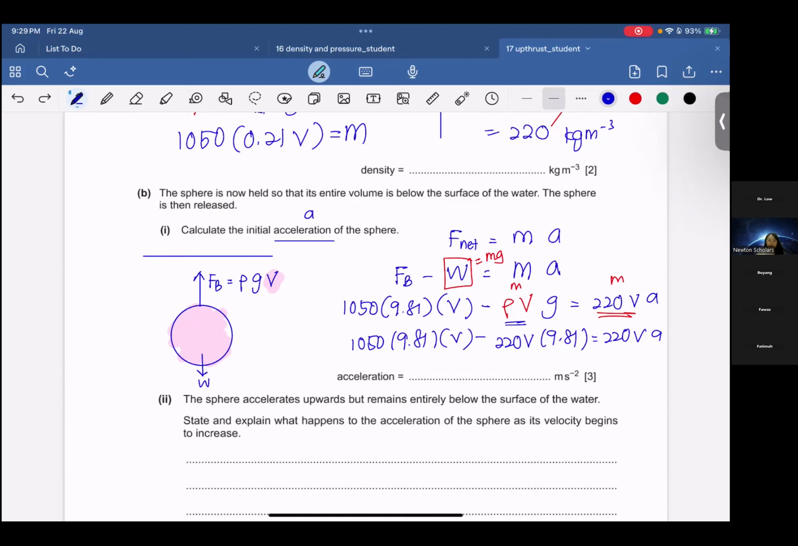When we push it down, the buoyant force will change because more volume of the object is immersed, so more liquid will be displaced. So here, we are fully immersed. The entire volume is below the surface of the water. So right now, in our buoyant force, the V is the whole V. The buoyant force increases, of course, greater than the weight, so it will move upwards. So we use buoyant force minus the weight.